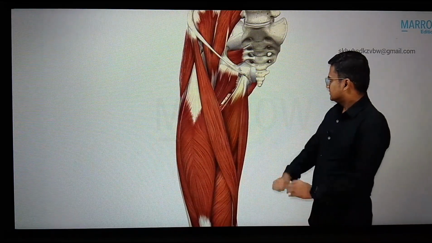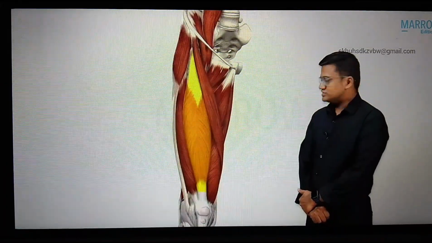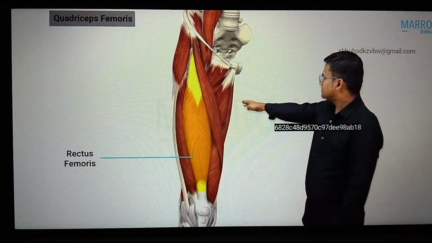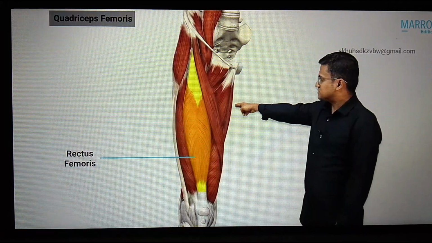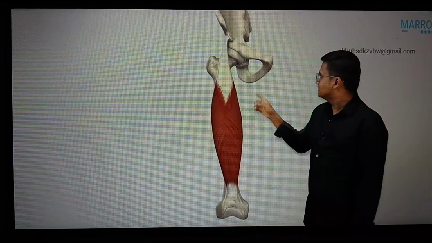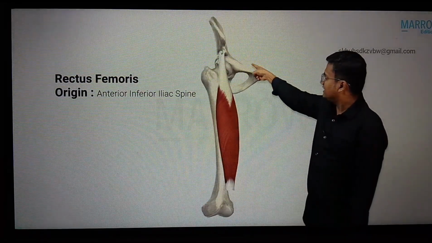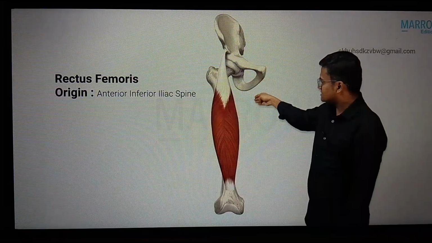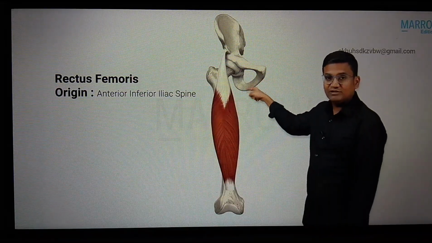We're going to see the rectus femoris muscle, a part of the quadriceps femoris muscle. So, quadriceps femoris muscle, first part, rectus femoris muscle, a straight muscle in the femur. See the origin point? That muscle takes origin from anterior inferior iliac spine. That is the origin point. Now, the rectus femoris muscle is the only muscle having action at the level of hip joint.